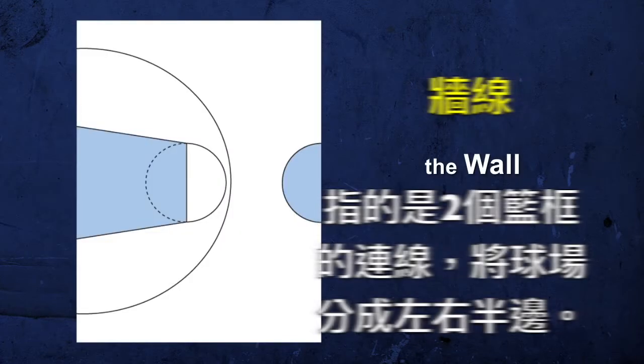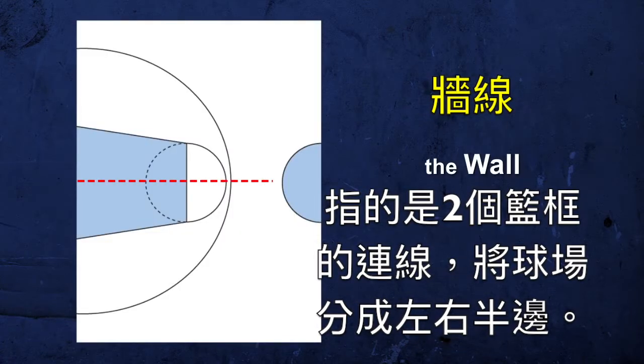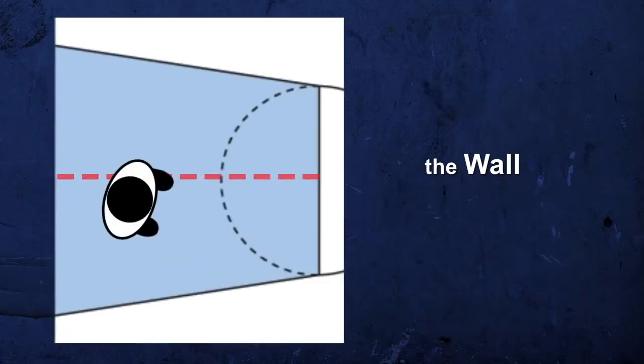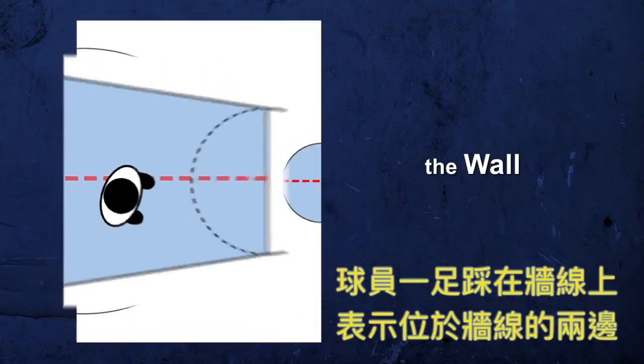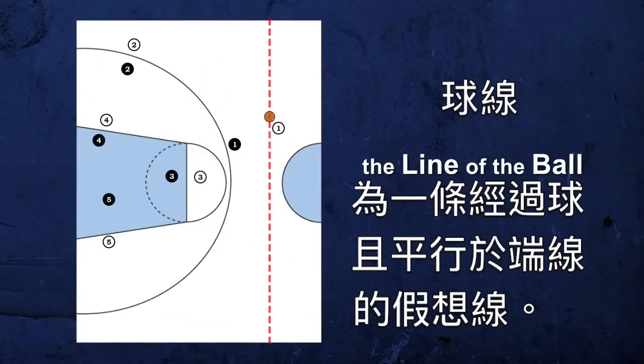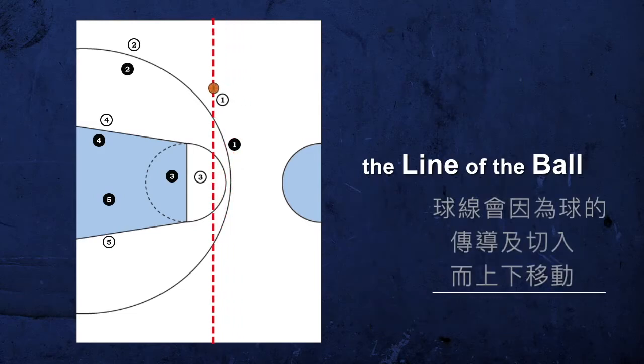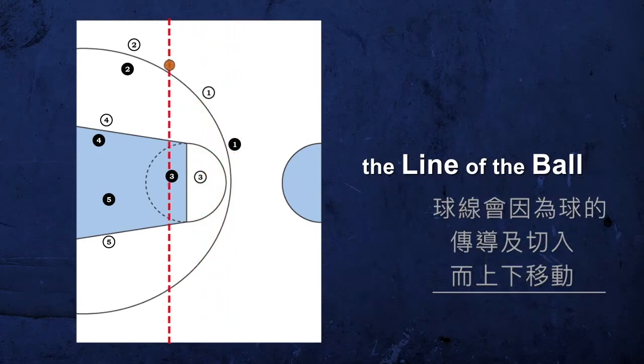The wall is an imaginary line which runs through the middle of the offensive zone, splitting the key into two equal parts. To have a foot on or over the wall is to be on both sides of the wall. The line of the ball is an imaginary line parallel to the baseline, which moves up and down the court with the ball, whether it's being dribbled or passed.